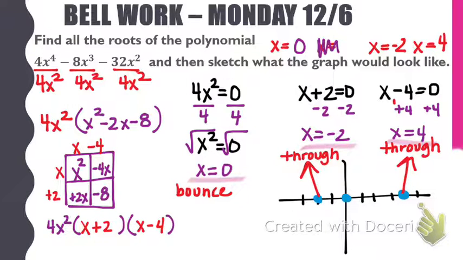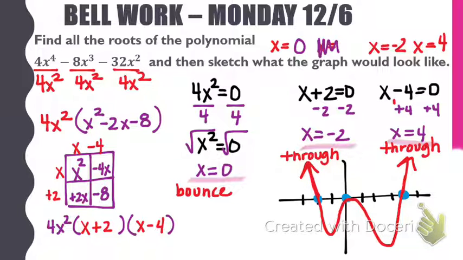So to finish it out, it's going to come down, it's going to go through, make a U-turn, but it's going to bounce off this one. It's not going to go through at the 0. So it's going to come through, make a U-turn, bounce, come back down, and then come back up. And we don't know where it makes the U-turn. We would have to plug in a point to figure out where it makes the U-turn.